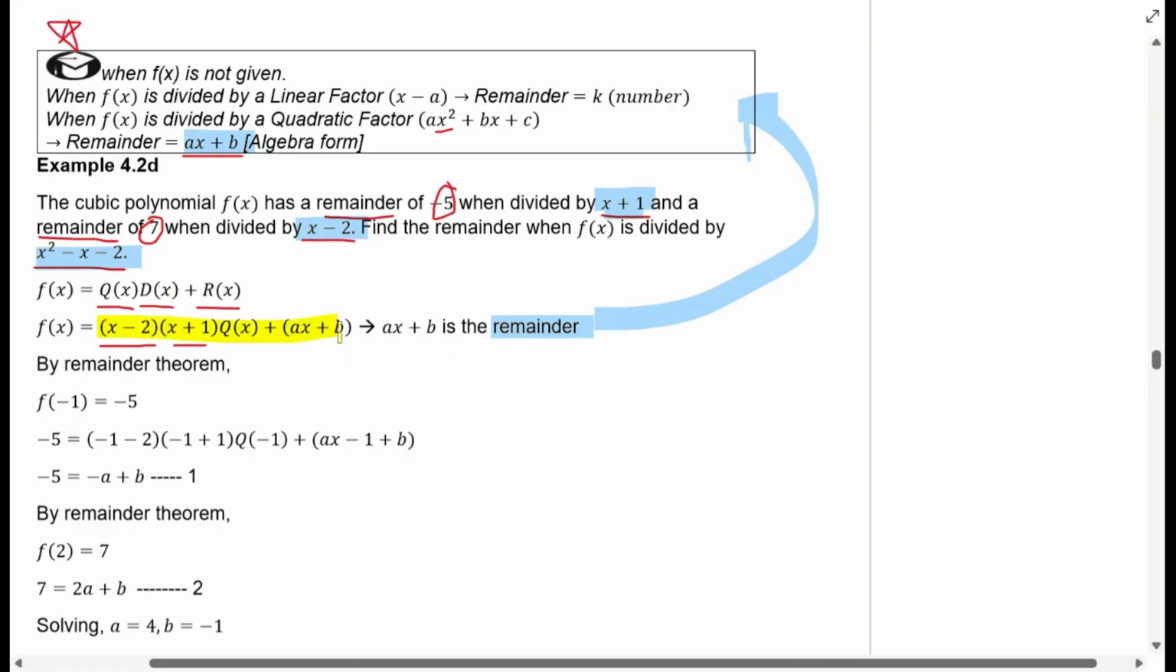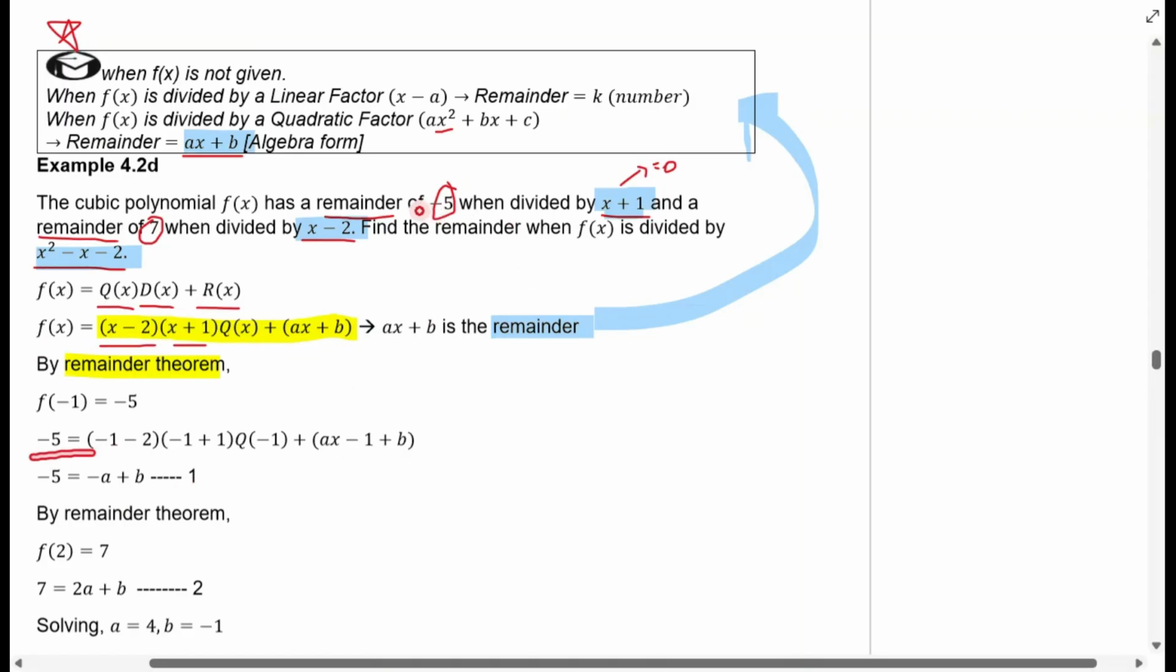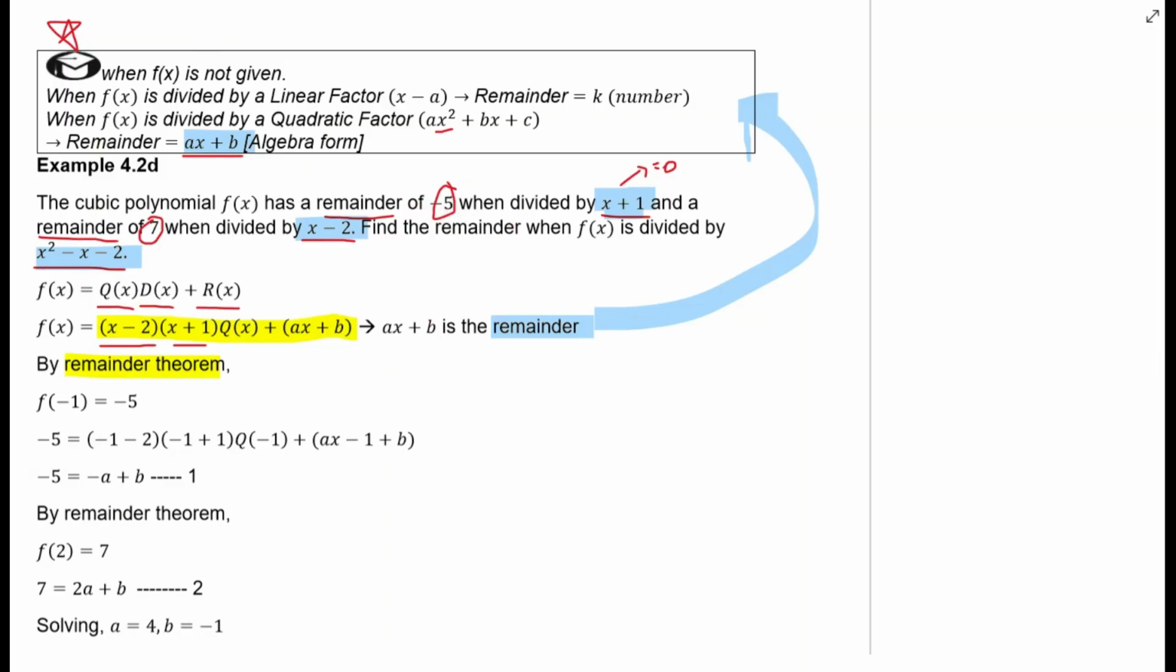Now we can just continue per usual using our remainder theorem and substituting x equals to minus 1 once again, from letting this equals to 0, and then solving for x. Sub it into the f(x) that we had, equate it to negative 5 because it tells you in the question remainder of negative 5. And then we form our very first equation.